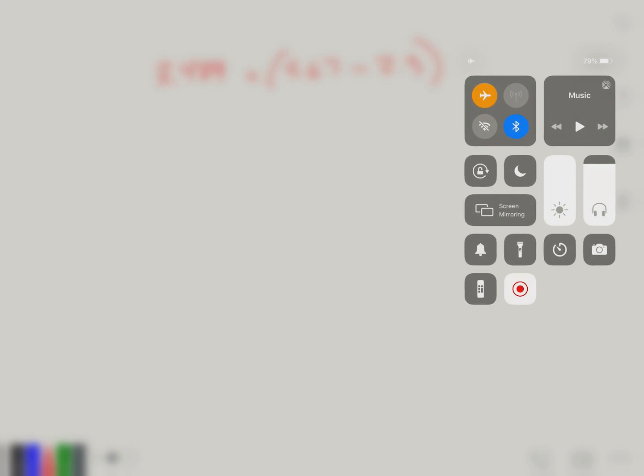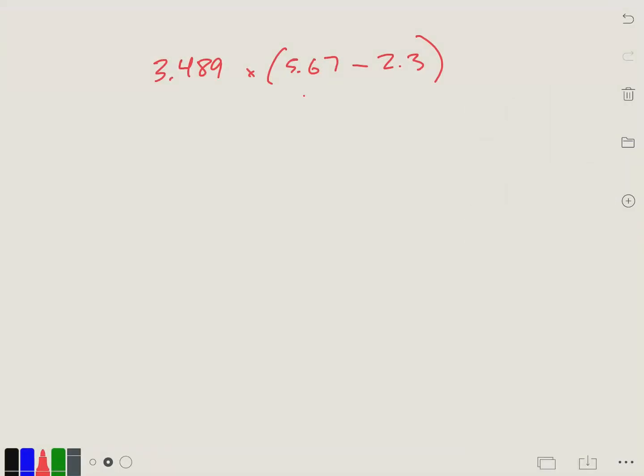Let's do one that maybe looks like, how about 3.489 times (5.67 minus 2.3). So the rule here is that you should always do the step in parentheses first. If you do the steps in parentheses first, we get 5.67 minus 2.3. We get this to be 3.37. Now, this was an addition subtraction step, right? So the rule says 1 place past the decimal is our sig figs, right? That we can keep down here.